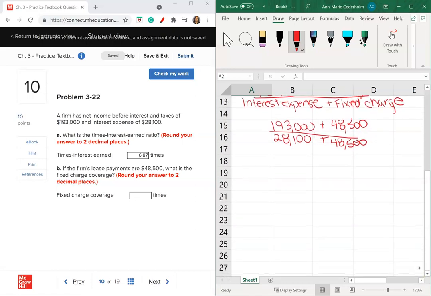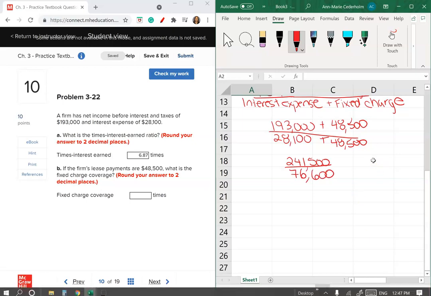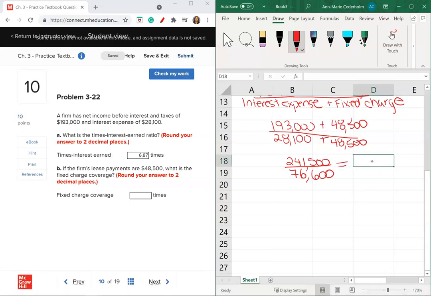So if I add 193 plus 48,500, that gives me 241,500. And then if I take the 28,100 plus 48,500, that gives me 76,600. And so that equals, let's see, 241,500 divided by 76,600. And to 2 decimal places.